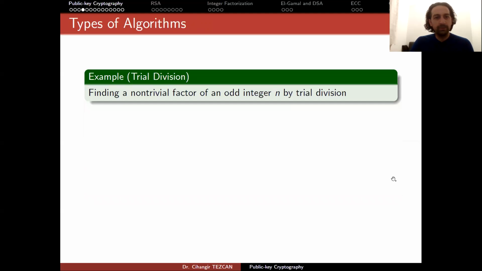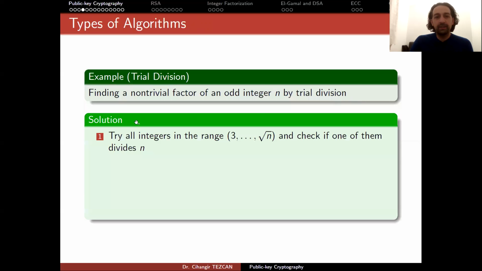So let's see an example. Let's start with trial division. We are trying to find a non-trivial factor of an odd integer n by trial division. This means that we try all integers in the range from 3 to square root of n. Actually, this should be square brackets to be more mathematical, because what we are going to do is first check if 3 divides n. If it doesn't, then we will try 5 and so on until square root of n.